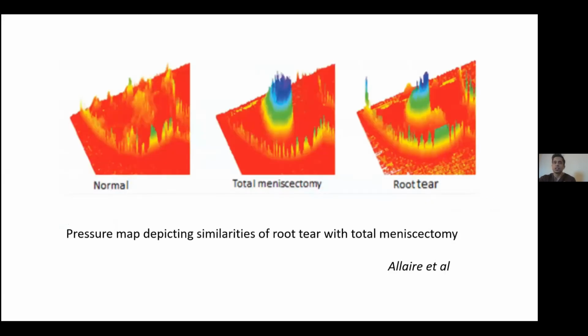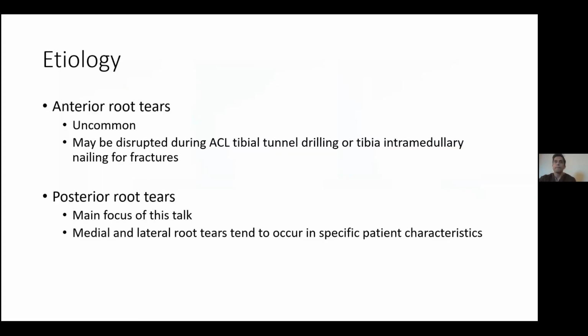This is another pressure map, comparing total meniscectomy with a root tear. On your far left is a normal knee, in the middle is total meniscectomy. The blue and green represent a high contact load. You can see a very similar pressure map between the total meniscectomy and the root tear, showing that it is functionally equivalent to a total meniscectomy.